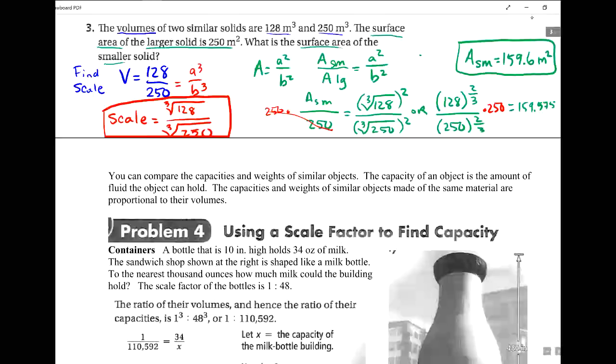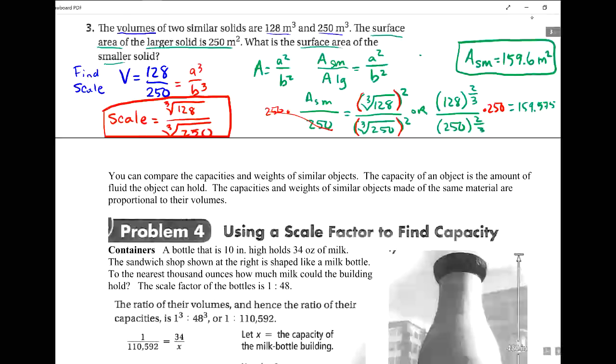Now we know our area ratio is our scale factor squared. So I can write a proportion, area small over area large, equals my scale factor squared. So I simply substitute in my area small over the 250. I'm told the area of the larger solid is 250. And then I put my scale factor in. And notice here that I have used my parentheses and squared both of these. Now you can put them in your calculator just like that.